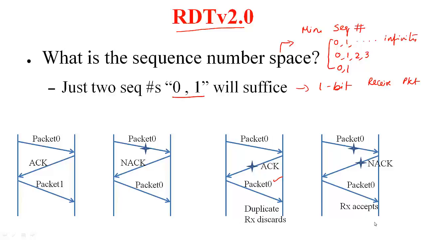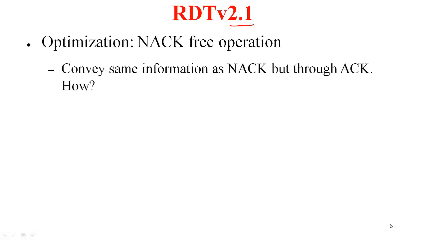But now I'm going to look at an optimization of this protocol. So I'm going to work with version 2.1. So what is this optimization? I don't want to use two types of packets, ACK and NAK, at the receiver. I want to get rid of these NAKs. In other words, I want to go for a NAK-free operation. So the question here is, can you convey the same information as a NAK but through an ACK? How would you do it?